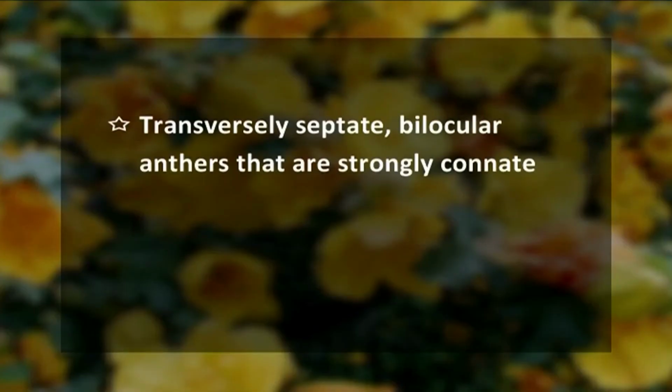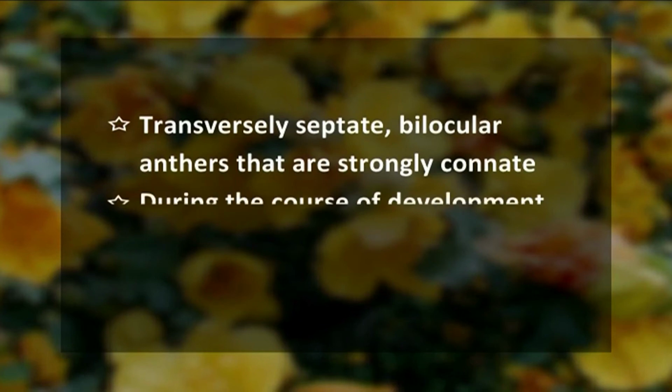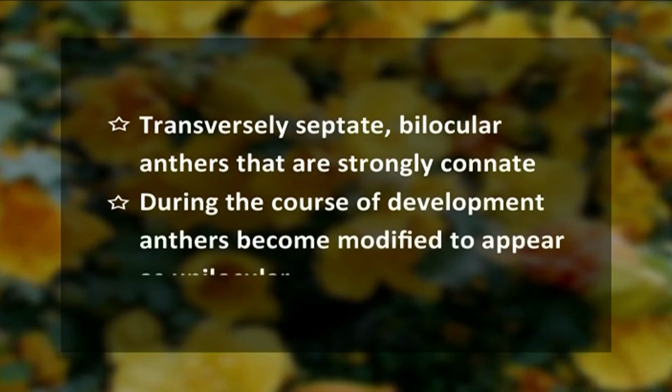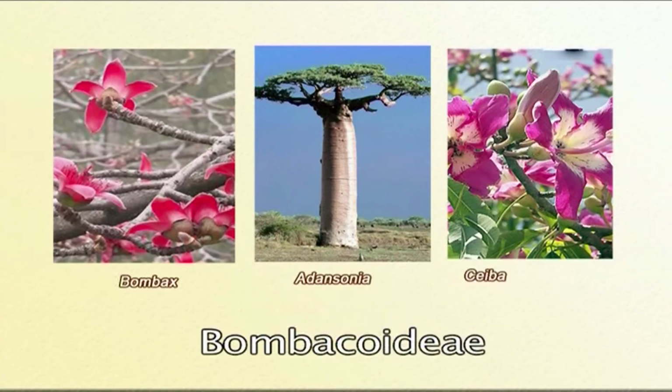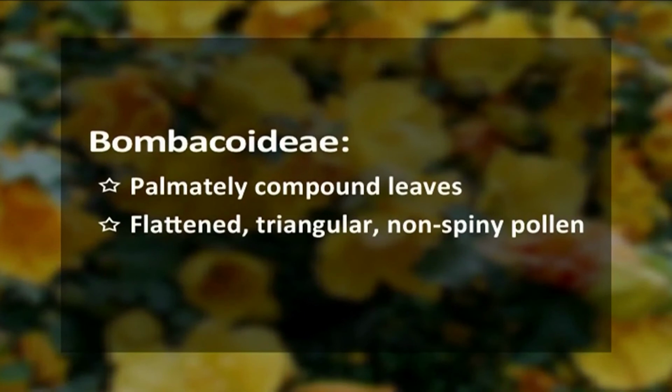The reason being, they have transversely septate bilocular anthers that are strongly connate, and during the course of development, they become modified to appear as unilocular. Starting with the Bombicoideae, represented by common genera like Bombax, Adansonia, Seba, etc., they may be monophyletic because of having palmately compound leaves and platinate, triangular, non-spiny pollen grains.